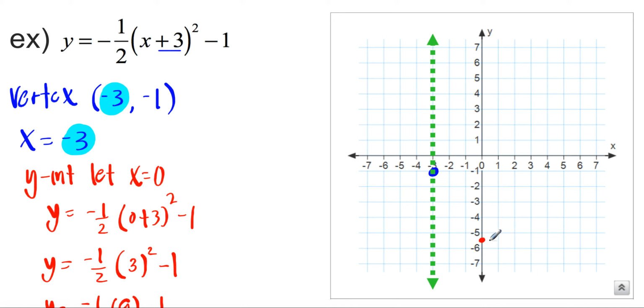Then I'm going to use the whole idea that this parabola is completely symmetrical, and I'm going to count my places over. I'm going to take my y-intercept and count until I get to the axis of symmetry: 1, 2, 3. So then I have to count 3 more: 1, 2, 3, and make my point. And this parabola is upside down because the A value is negative.